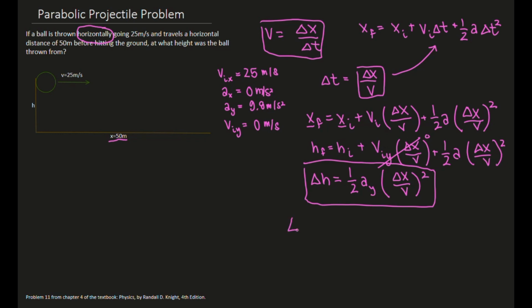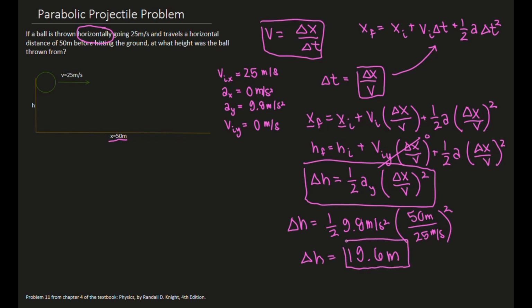So delta h equals 1/2 times 9.8 meters per second squared, multiplied by 50 meters divided by 25 meters per second, and that all is squared. And if I plug it in my calculator, I find my change in height is 19.6 meters. So the ball was thrown at a height of 19.6 meters.